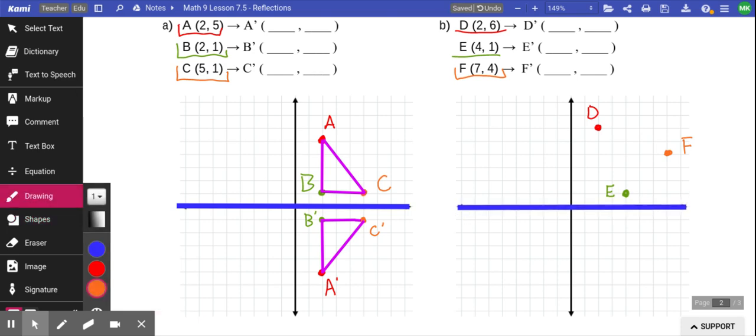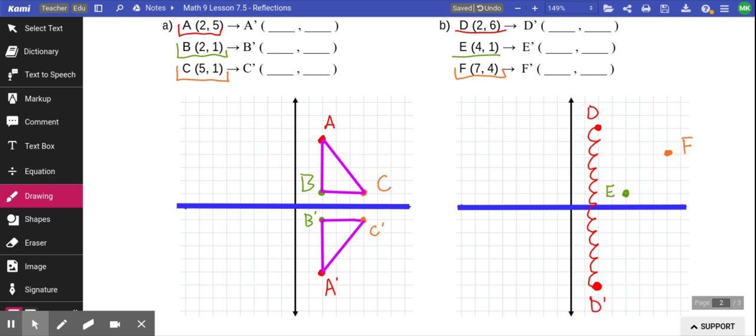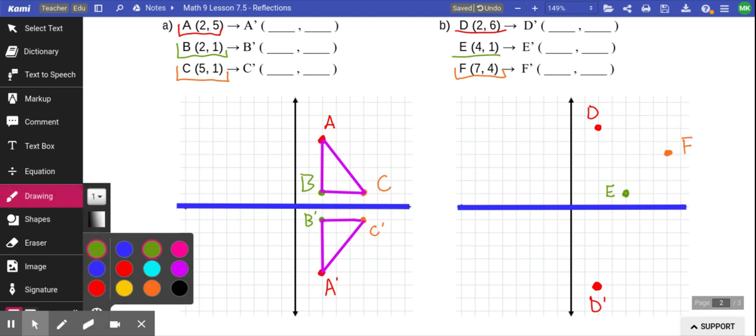To reflect something, all I have to do is figure out how far away that thing is from my line I just drew. For instance, D is 1, 2, 3, 4, 5, 6 away. That means D prime should be 1, 2, 3, 4, 5, 6 away. That's where D prime should be. I'm going to do the same thing with E and F. So E should be 1 away. So now it's 1 away right here. So E prime is there. F is 4 away, so it should be 1, 2, 3, 4 away down here.